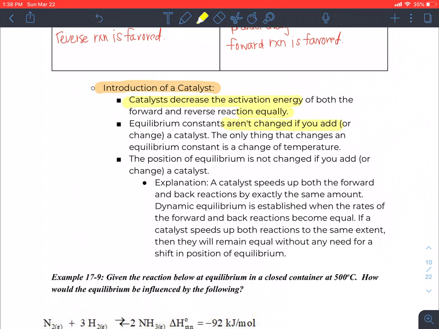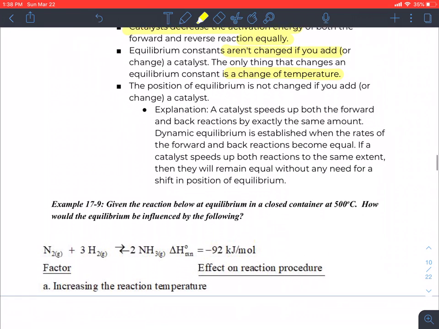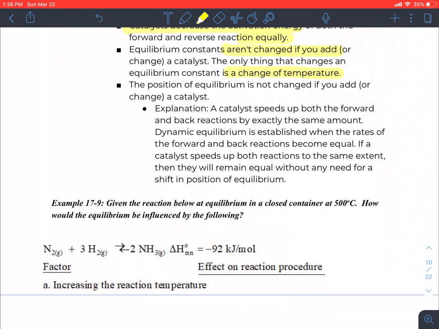The only thing that can change an equilibrium constant is a change in temperature. The position of equilibrium is not changed if you add a catalyst. The explanation is that a catalyst speeds up both the forward and the back reactions by exactly the same amount. Dynamic equilibrium is established when the rates of the forward and the back reactions become equal. If a catalyst speeds up both reactions to the same extent, then they will remain equal without any need for a shift in the position.